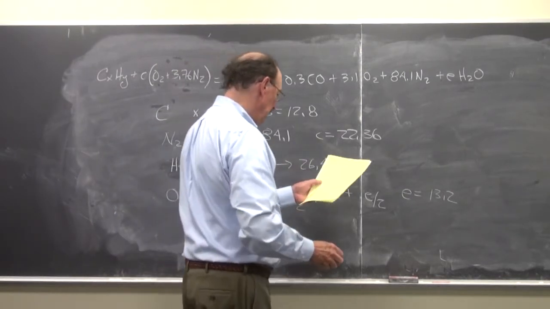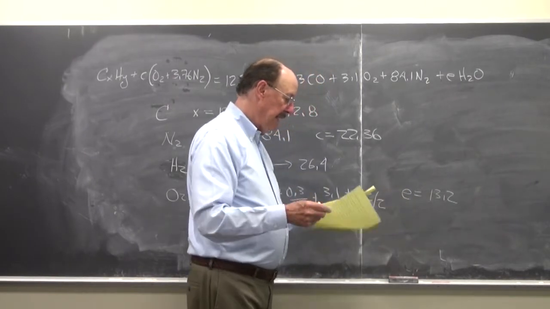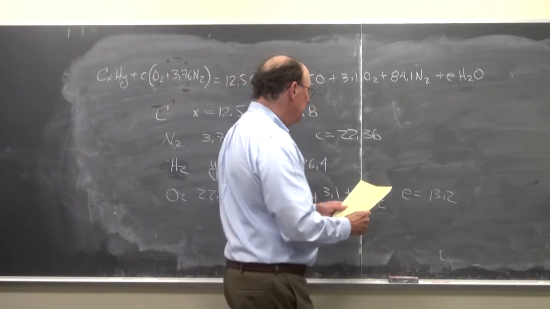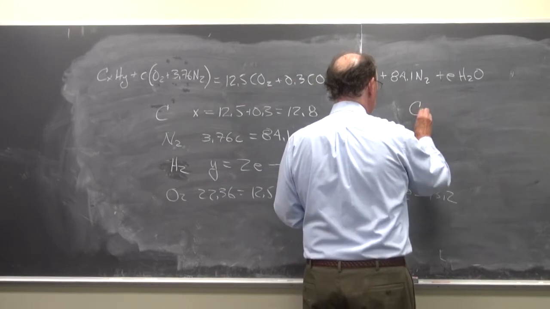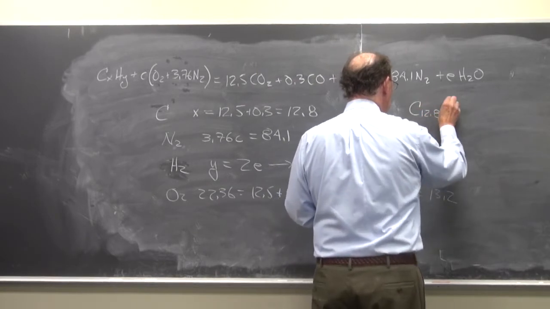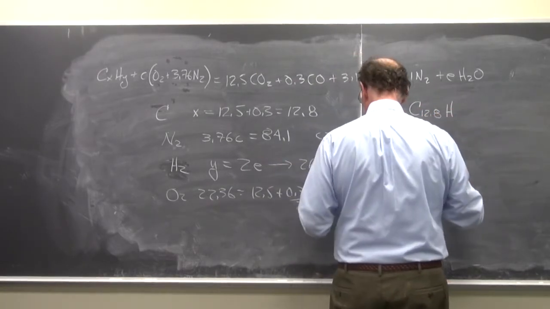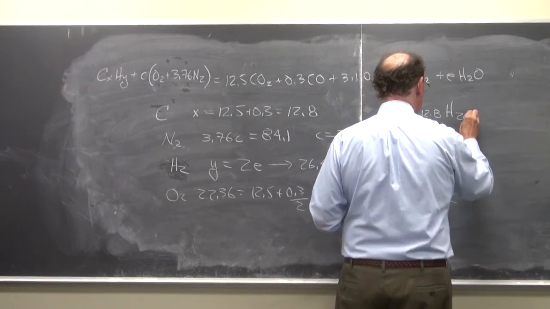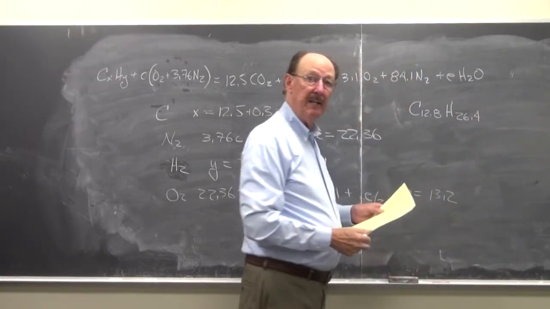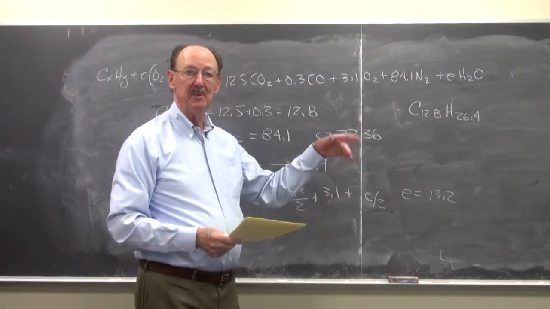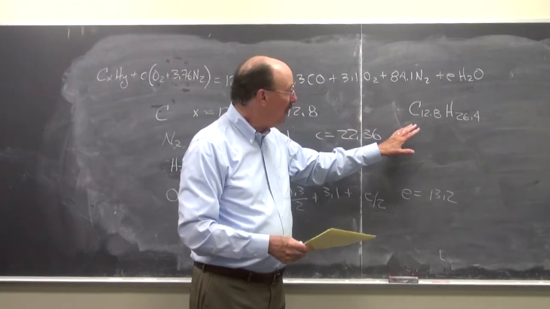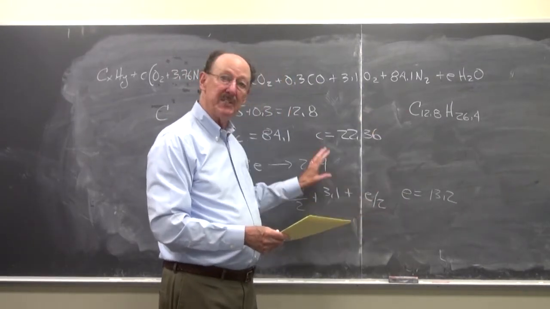And so the hydrocarbon is C12.8 H26.4. And so obviously this is a blend of hydrocarbons. It isn't just one hydrocarbon. And so now let's find the percent theoretical air.